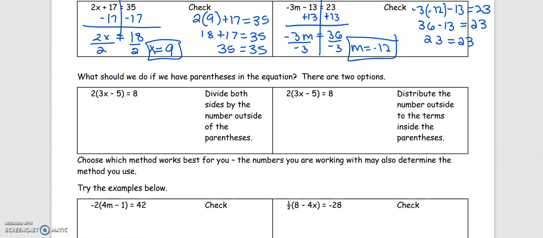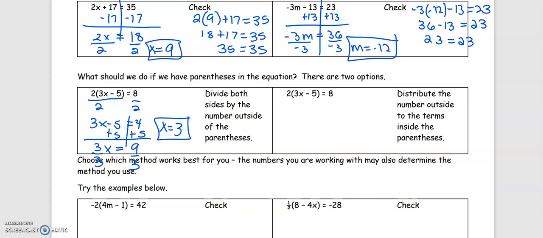We've got two more to try, and these have distribution in them. You've got two different ways to do this, so we're going to take a look at the first question and just do it twice. Divide both sides by the number on the outside. So we're going to go ahead and divide both sides by 2. We'll get 3x minus 5 equals 4. And now we have a two-step equation. Add 5. And then divide by 3. That's one way to go about it.